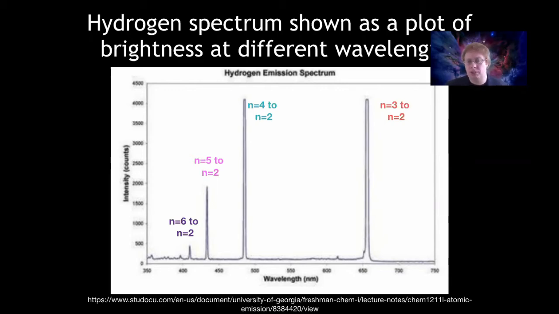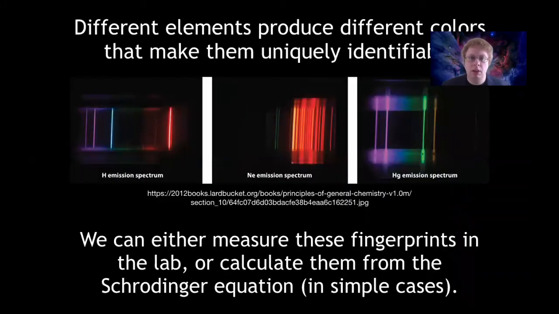You can see spikes that end up at different positions, and you can predict these spikes either by using the Schrodinger equation to derive what the energy levels are for the different electrons, or you can measure them in a lab. And different elements produce different colors that make them uniquely identifiable. These are the fingerprints of the elements.